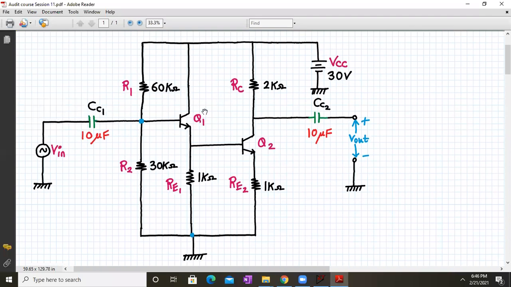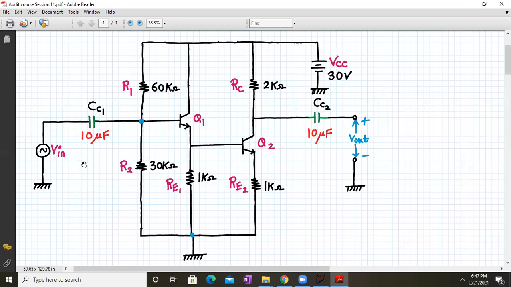Now it is a two-stage amplifier. The first stage consists of transistor Q1 and the biasing resistors R1, R2, RE, and RE1. And the second stage consists of the resistors RC and RE2. The first stage is the common collector because input is applied to the base and output is taken from the emitter terminal. And the second stage is the common emitter because the input is applied to the base and output is taken from the collector. Both the circuits are powered by a 30-volt supply. Input is applied to the base of transistor Q1 and output is taken from the collector of transistor Q2.